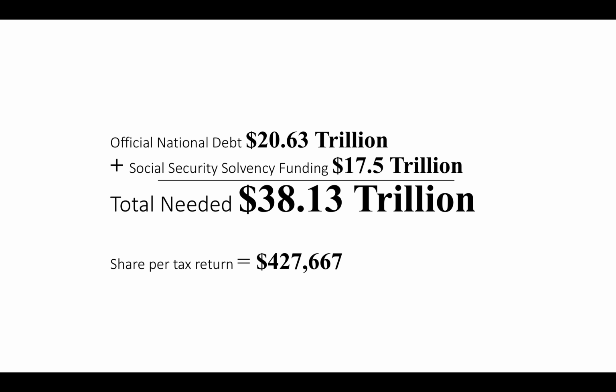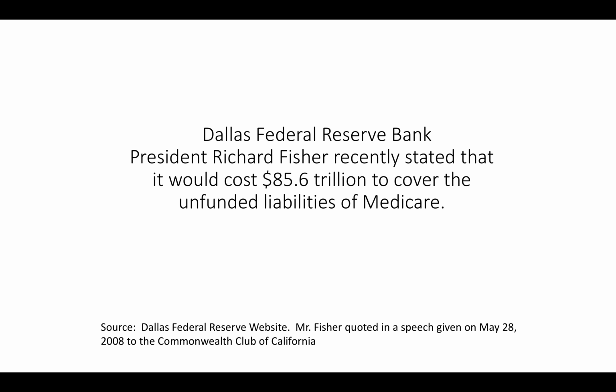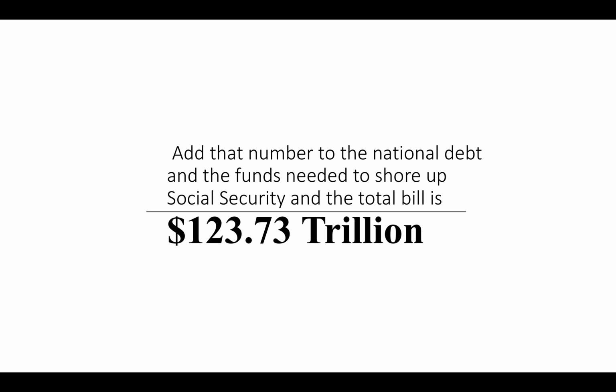When you hear the political rhetoric that says we're going to solve this debt and underfunded liability problem by making the rich pay their fair share, it can't be done. It simply can't be done. The math doesn't work. In fact, if you add the underfunded liabilities of Medicare to the equation, it's $123 trillion. And if you were to confiscate 100% of household wealth, you only come up with about $85 trillion.